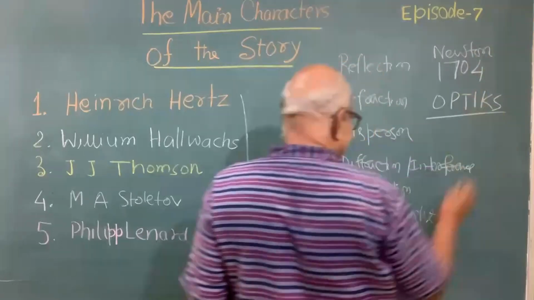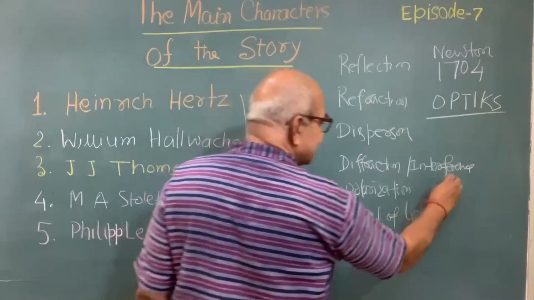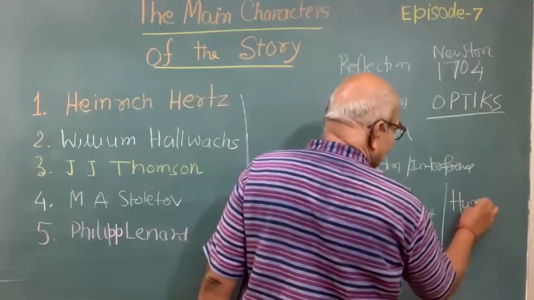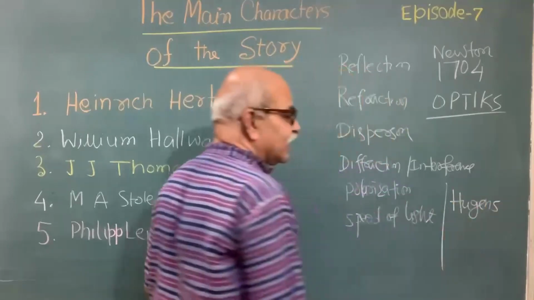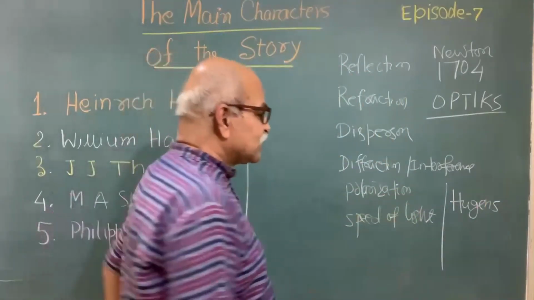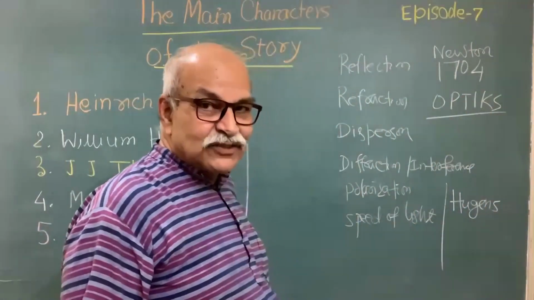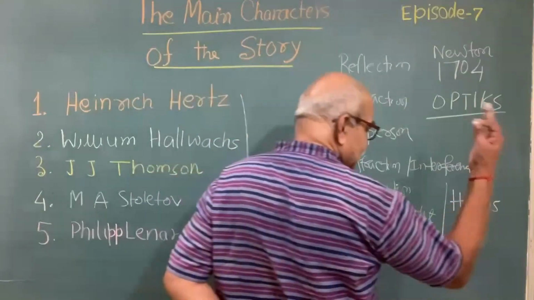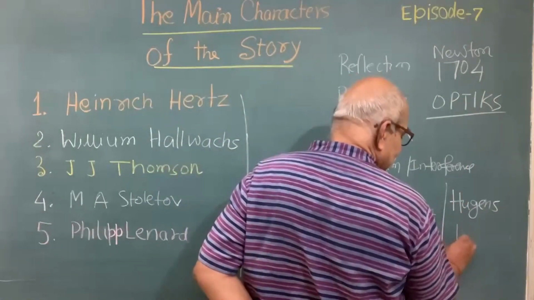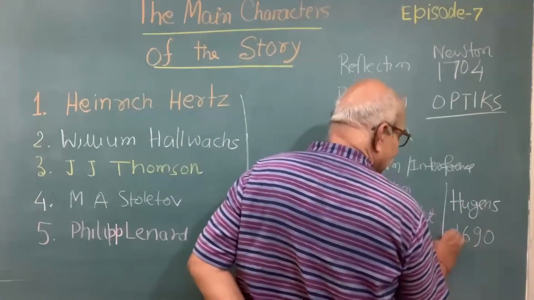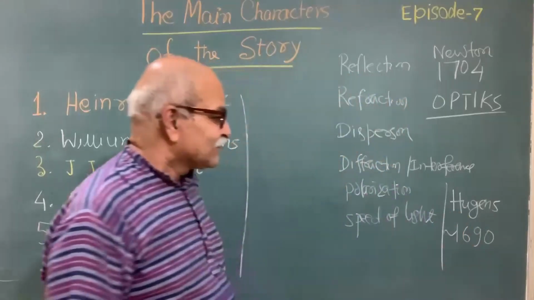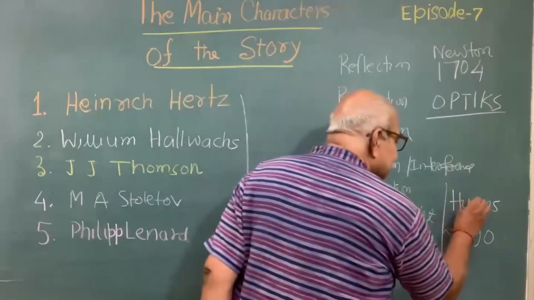So this is Newton. And then you have this Huygens, Christian Huygens. He also wrote a book on optics based on various experiments and various observations. And that was sometime in 1690 or around that. Okay.